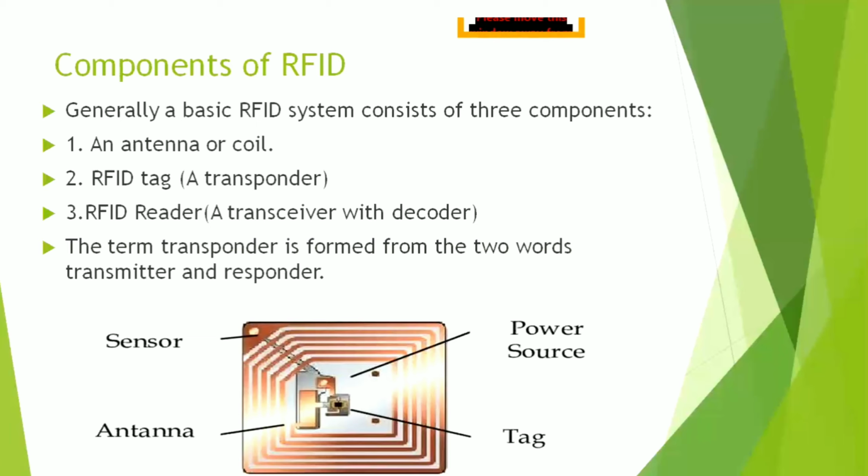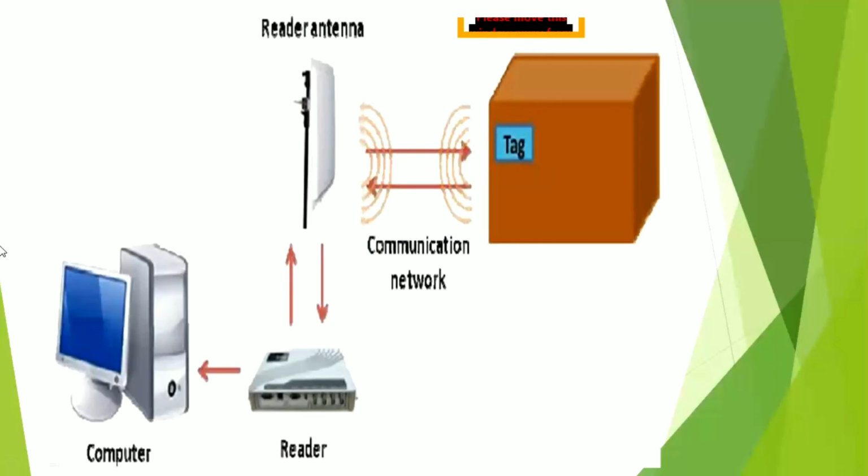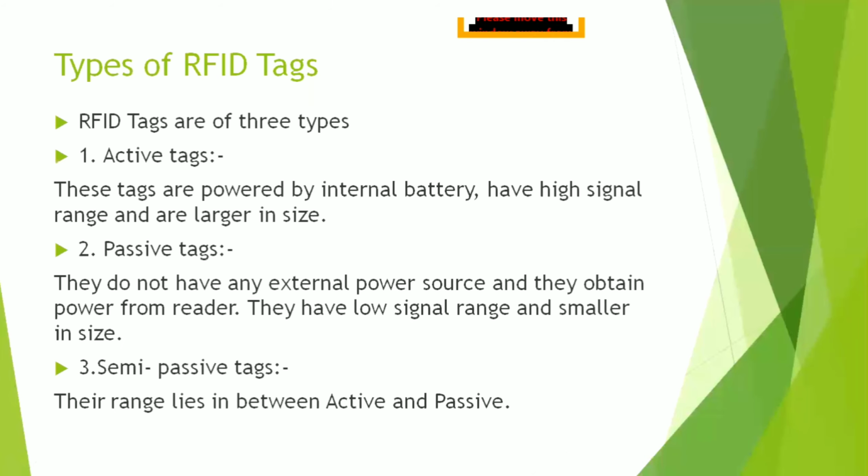Now let us look at the block diagram. As you can see here, we have an RFID tag, reader antenna, the reader and a computer. First the reader sends the signal through the antenna to the tag. In response to that signal, the tag gives the information. This information again reaches the reader through the antenna. On the reader we have a decoder which decodes this information and sends it to the computer. This is the working of RFID technology.